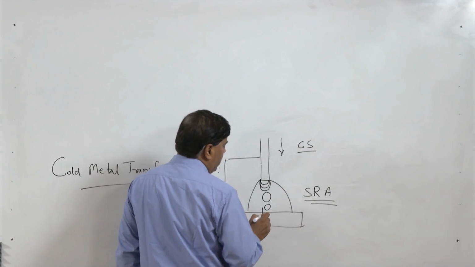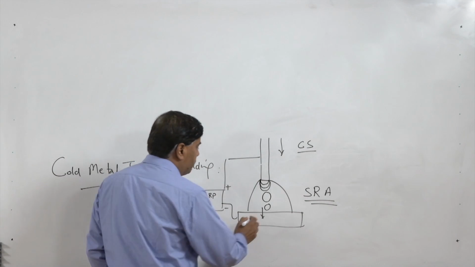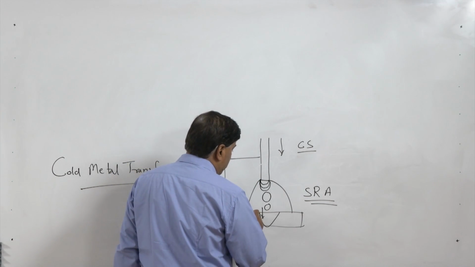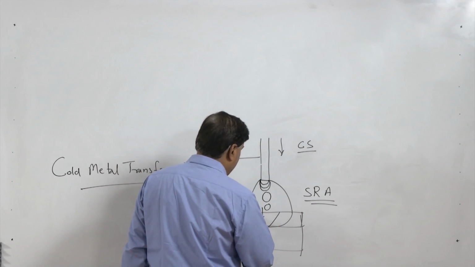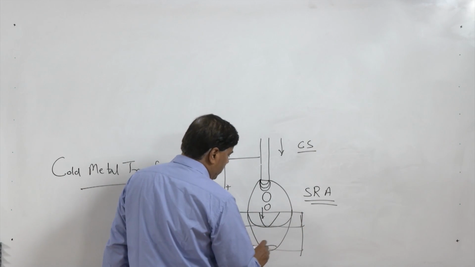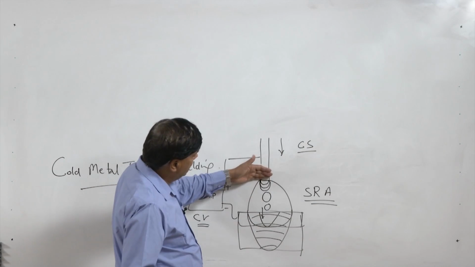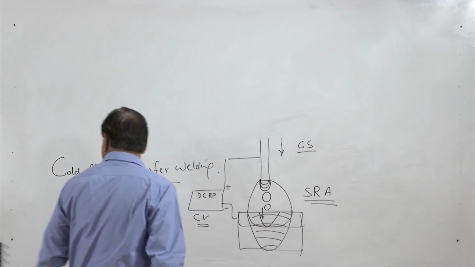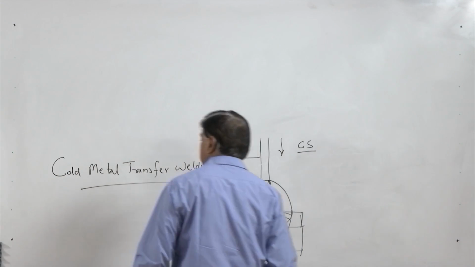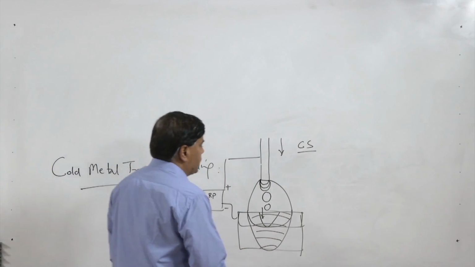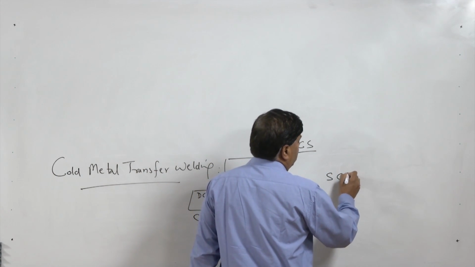The transfer of the molten metal from the consumable electrode to the weld pool can take place in different ways. Say this is the pool. The transfer of the molten metal from the electrode tip to the pool can take place through different modes, and there are 4 modes of metal transfer which are very commonly used. One is short circuiting transfer.